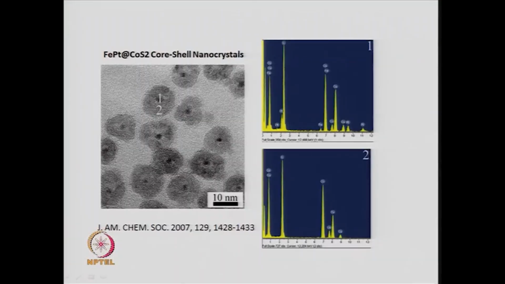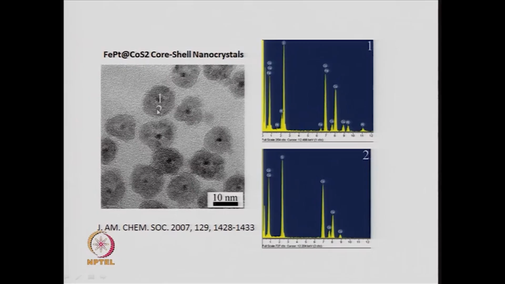Now, this is another example of core shell structure, where now it is an alloy particle that forms the core. This is a transmission electron micrograph of a core shell structure, and these are like spheres. The dark small sphere at the center is basically the iron platinum alloy, and the lighter coating or the shell is made up of cobalt disulfide, and these are spherical core shell nanostructures.